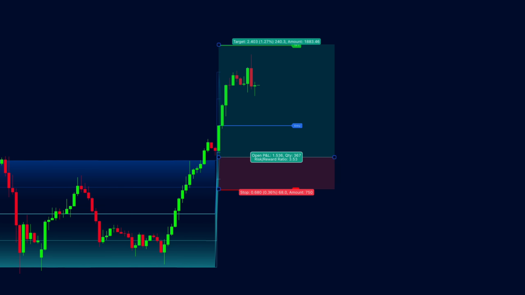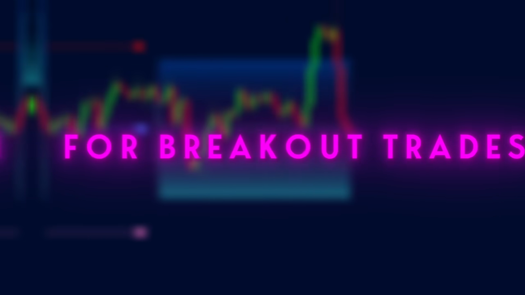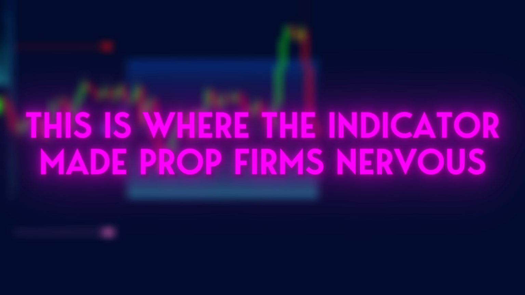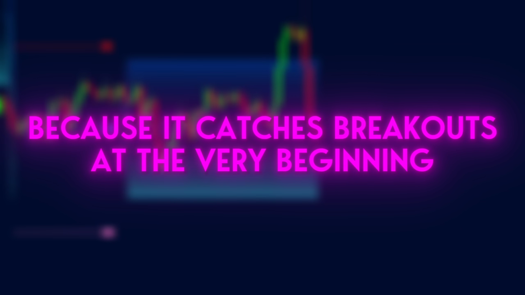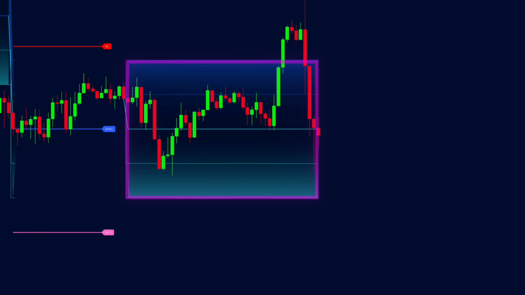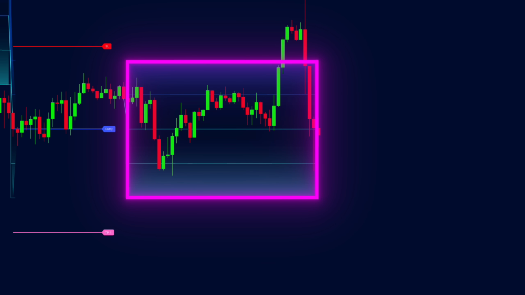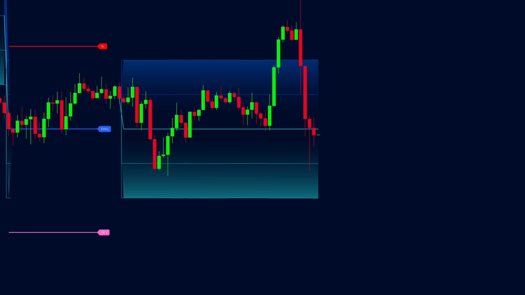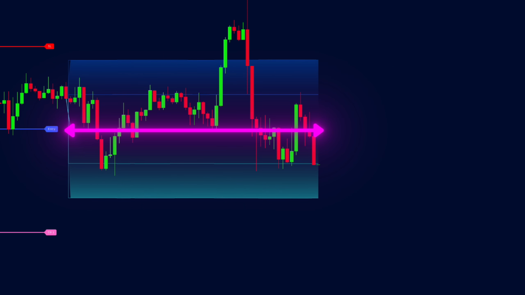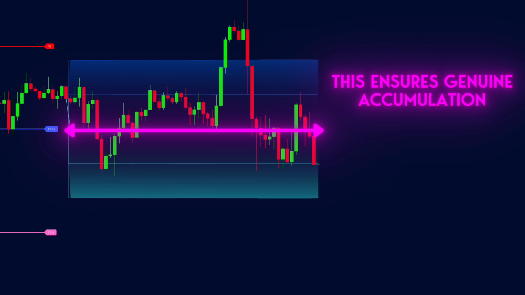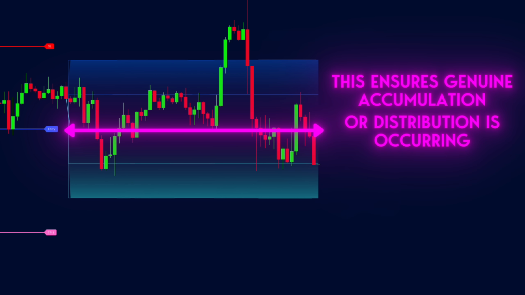Now, let me show you the two main ways to profit from this tool. For breakout trades, this is where the indicator made prop firms nervous, because it catches breakouts at the very beginning. Wait for the algorithm to draw a consolidation box around price action. You'll see clean horizontal lines marking the range boundaries. But you want to be patient here. You want to let the range mature for at least 8 to 10 bars inside the box, as this ensures genuine accumulation or distribution is occurring.